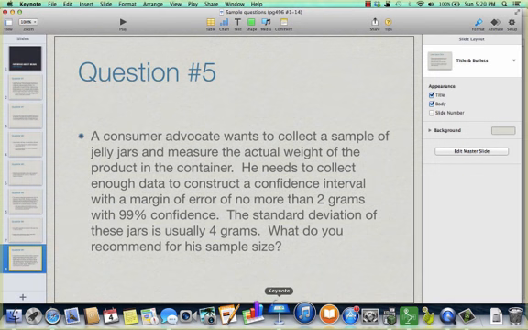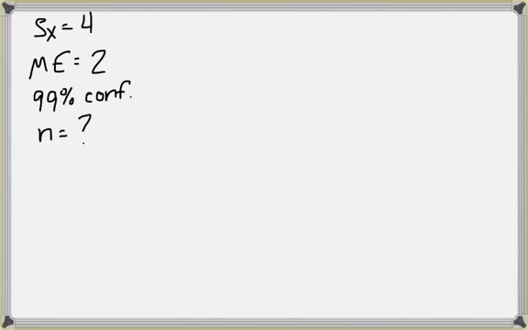Okay, so for this, we've got basically just some general information. The standard deviation for each jar was 4. He wants a margin of error of 2. We want 99% confidence. And we want to know how many jars should he sample.